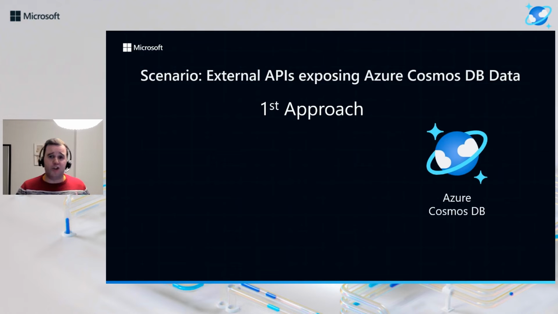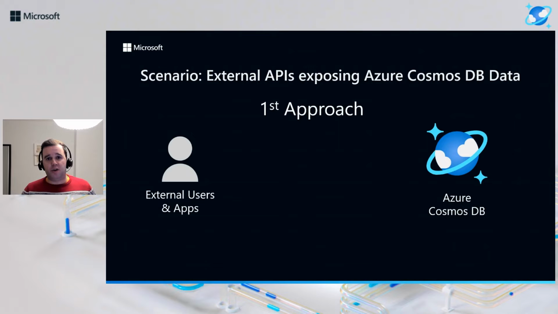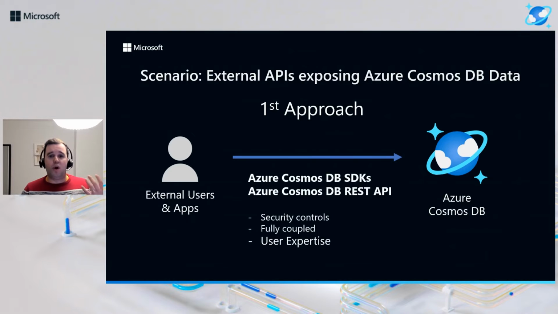So we have our Azure Cosmos DB instance and accounts, and then we have our external users and apps, and we want to enable them to access our data and start to use our data. The first approach you could consider is, of course, using the existing SDKs and the REST API that is available for Azure Cosmos DB.